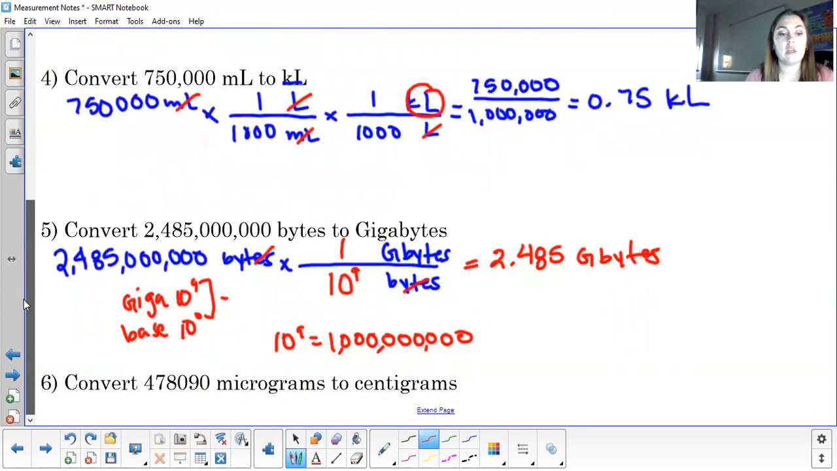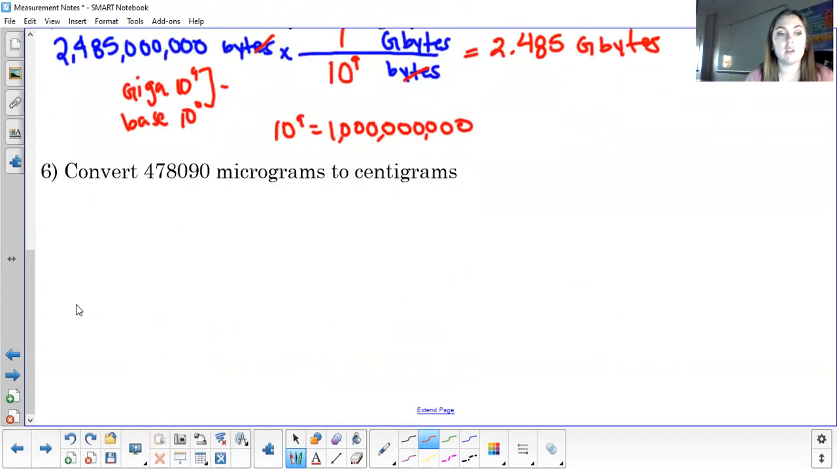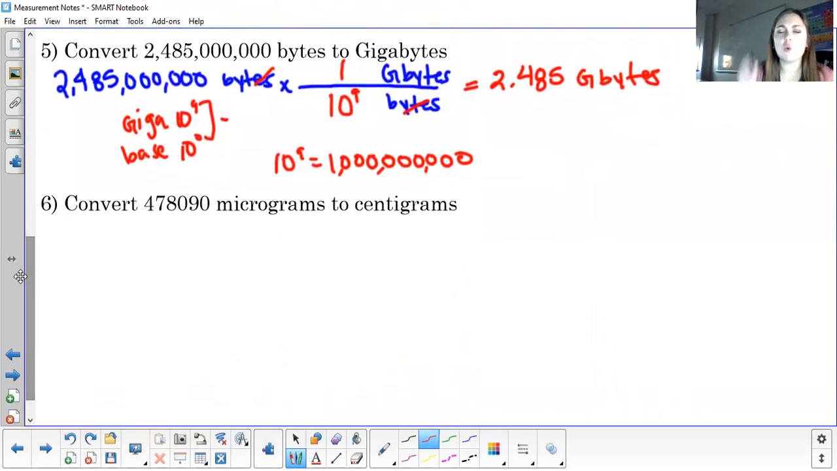All right. Last problem here. Stick with me. We're going to do another one where we have to do the power of 10. It says convert 478,090 micrograms. Micro has this funny symbol. It's like a weird U. Micrograms, and we are going to convert that into centigrams. So I know that micrograms is going to go on the bottom, centigrams is going to go on the top.